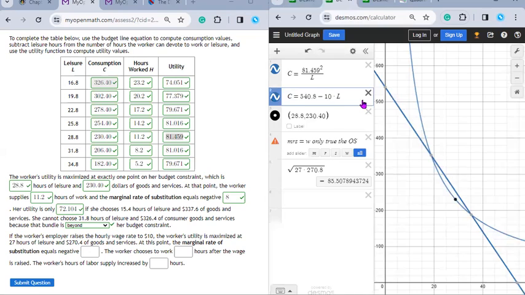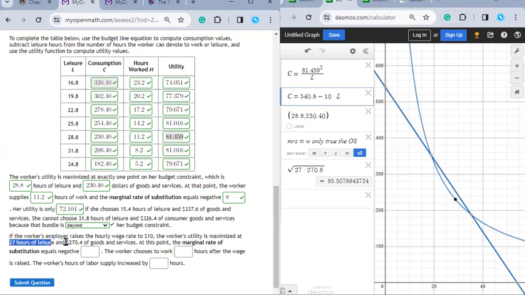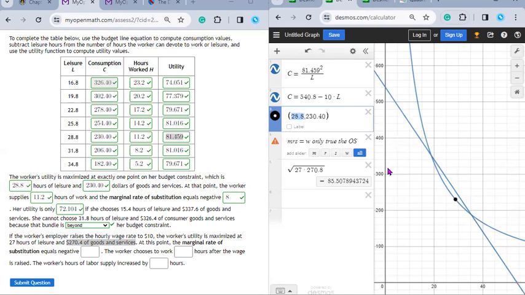And then the problem says the worker's utility is maximized at 27 hours of leisure. So I'm just giving it to you, right? I'm giving you the optimal number of leisure hours and the optimal level of goods and services that this worker consumes. So I'm going to change the point here from that to 27 hours of leisure. Then I'm going to change the consumption level to 270.4. Now notice this black point here ends up on the budget line, right?